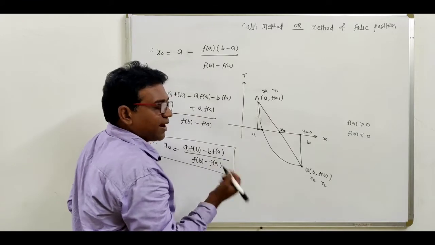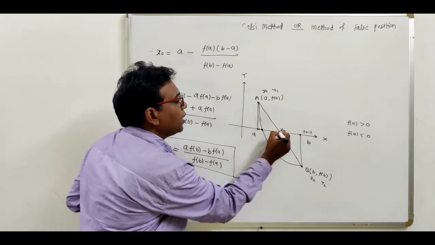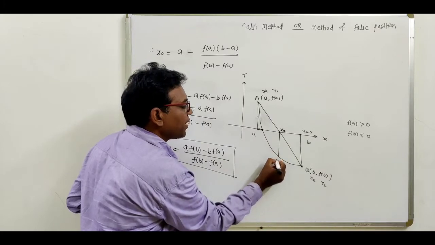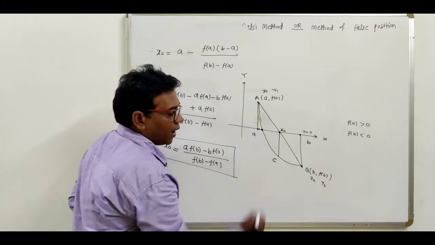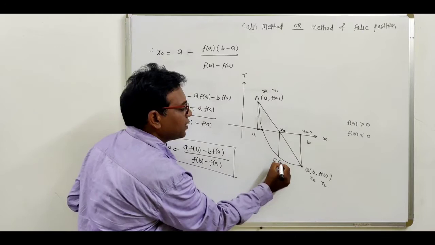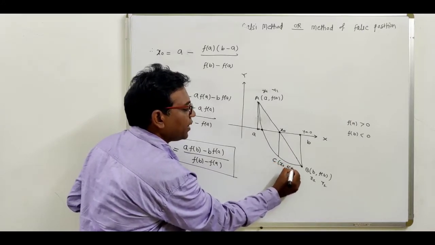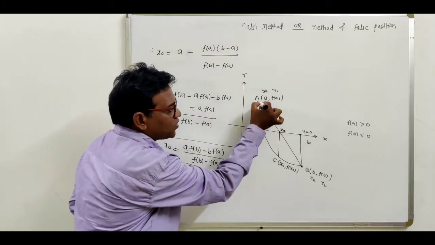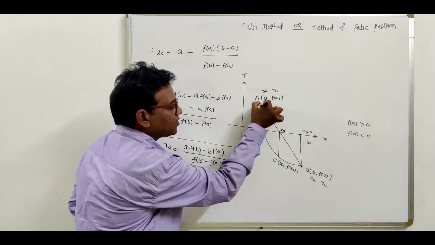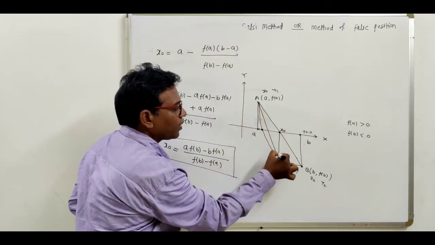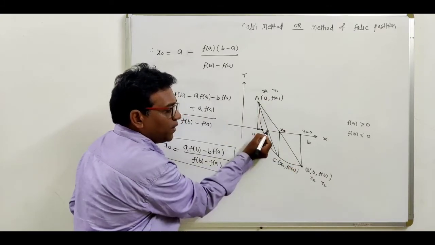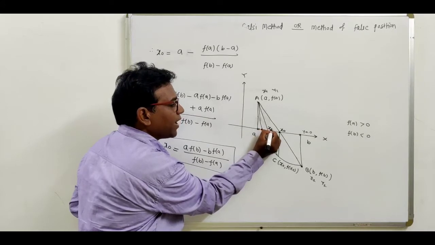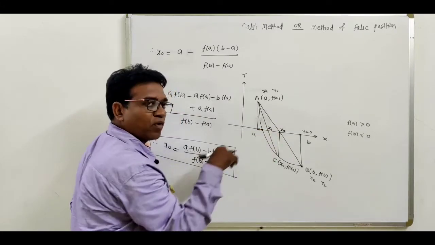Now see, what is the next step? If we draw this line, suppose this is our next point, which is C. And what are the coordinates of C? This is x0, f at x0. Now join these 2 points, A to C. So this is our new chord. Now this line meets the x-axis at the next point, suppose x1, that is the better approximate root.